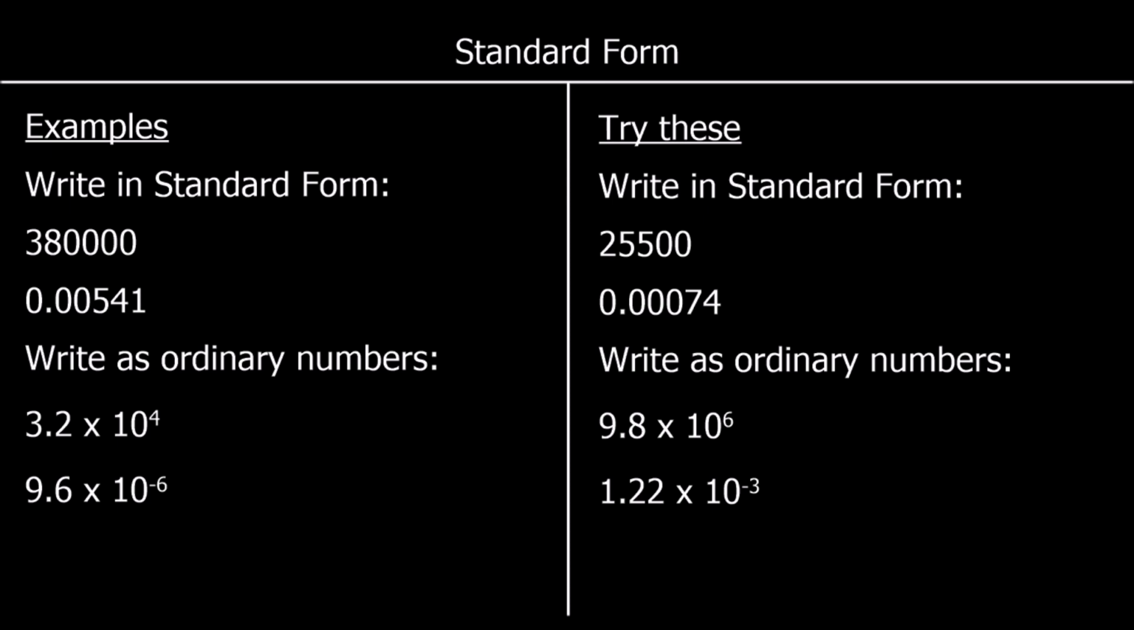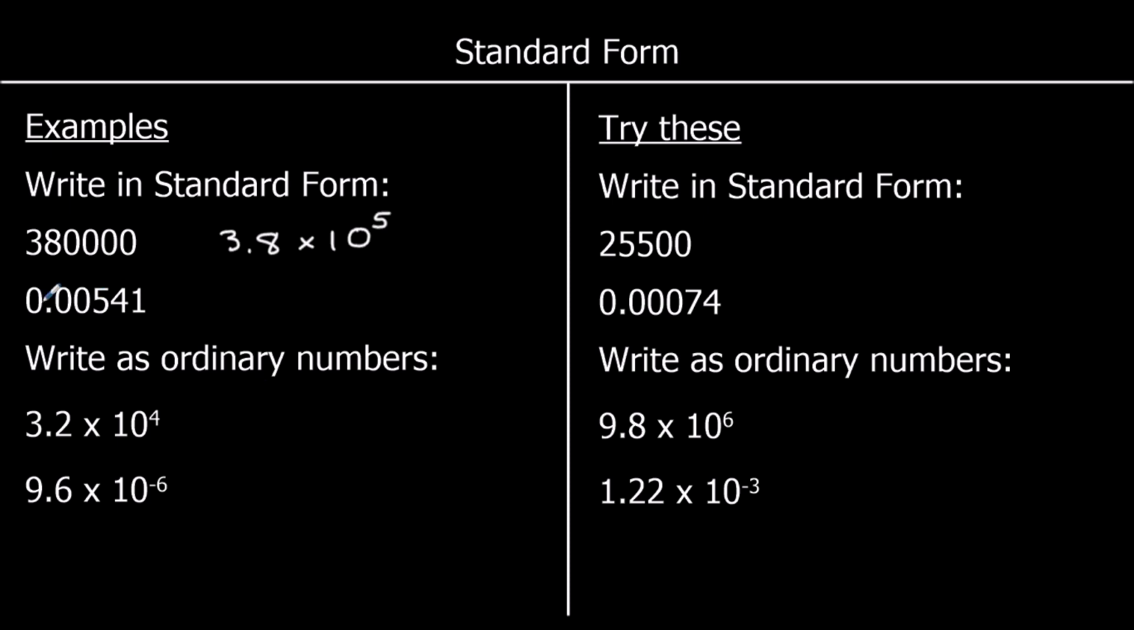So the examples, right, in standard form, we've got 380,000. So standard form is a number between 1 and 10, which is going to be 3.8 in this case, then multiplied by 10 to a certain power, a certain number of times. So how many times do we multiply 3.8 by 10 to get 380,000? So 1, 2, 3, 4, 5. 3.8 times 10 5 times is the same as 380,000.